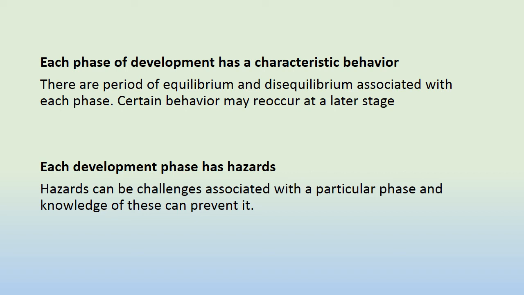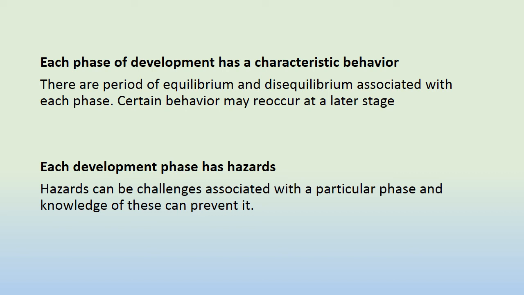So the equilibrium may also occur during this phase. It is also possible that a period of disequilibrium may occur during one phase or during the transition from one phase to another. Certain behavior of a previous phase may at times reoccur at a later stage, which has to be addressed. For example, sometimes a child of 10 years old may start behaving like a baby. This condition is called a period of disequilibrium, and this has to be addressed.